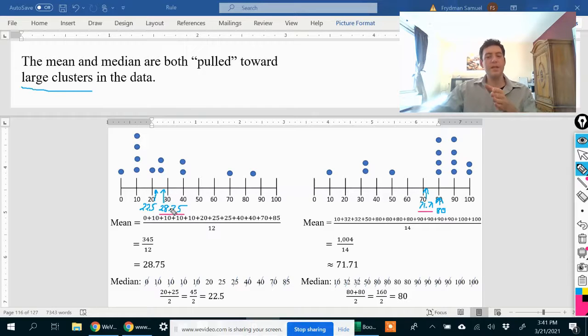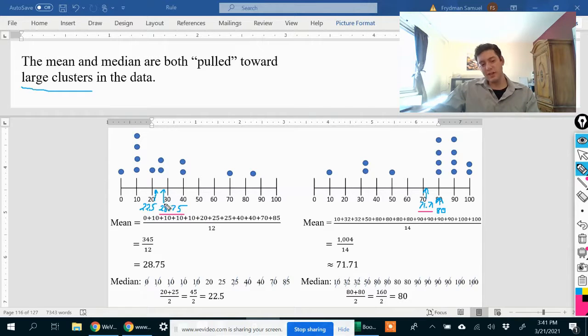So even though the mean, just like the median, is pulled towards the cluster, it's also pulled towards the tail. So when we have data like this, it would be called skewed right. And that's because the cluster is on the left, but then over here we have what's called a tail, because it kind of looks like a tail going to the right. And that's why a data set like this is called skewed right.